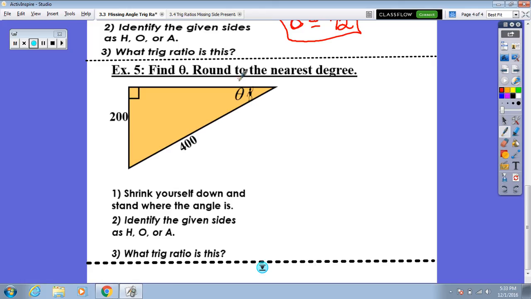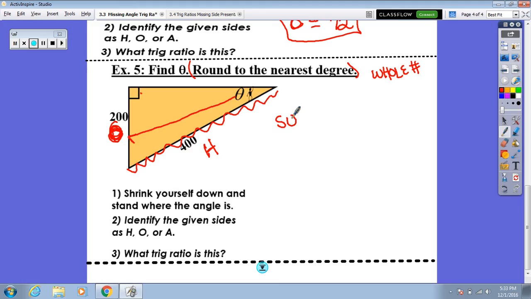Alright, so once again, they're asking me to round to the nearest degree, so that means that I need a whole number. And remember, we're always standing at the place where the missing angle is. That's how you know where to draw your stick man. So the side that is across from him is going to be opposite. And remember, the diagonal, or the side that is across from your right angle, is always your hypotenuse.